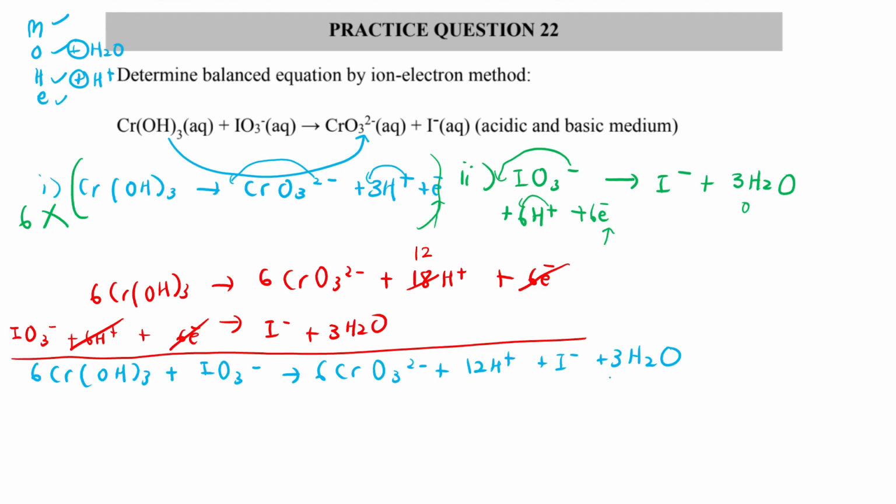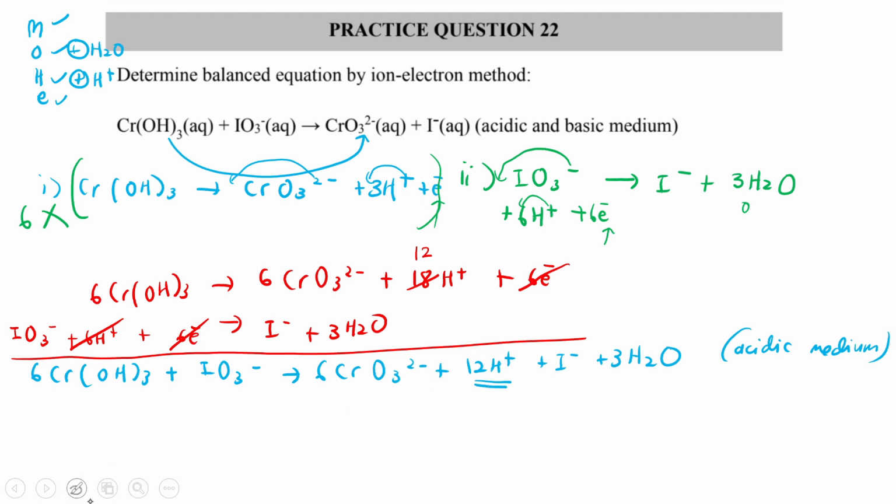Okay, double check total number of both element pada both side tu sama. Okay, 12 I minus and 3 water. Okay, so same goes untuk electron. Okay, then untuk proceed, okay, this one is the answer for acidic medium. Okay, because at the end of the equation kita ada H plus.